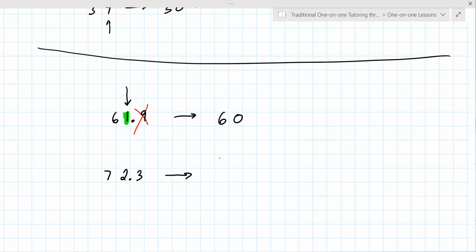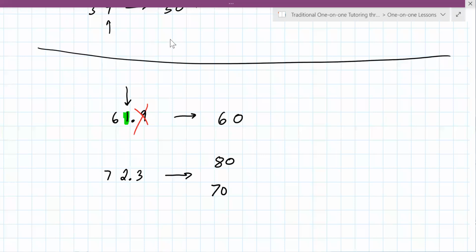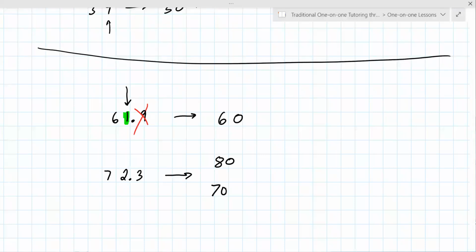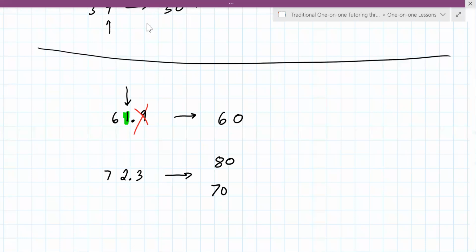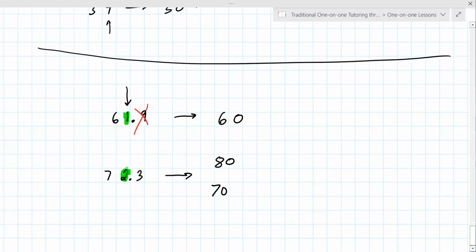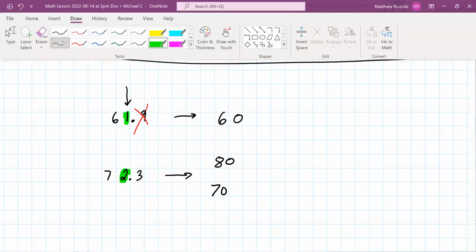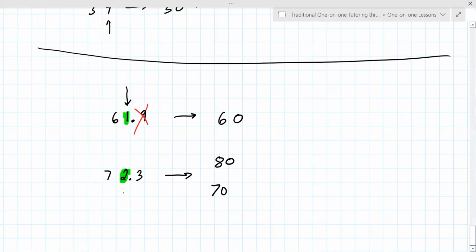So it either goes up to 80 or down to 70. Now, which do you look at? The ones place. What digit is in the ones place? The 6. Are we looking at the same problem here? Isn't that one in the ones place? No. Okay, the ones place is to the left of the decimal. This is the ones place. The 7 is in the tens place. The 3 is in what's called the tenths place.